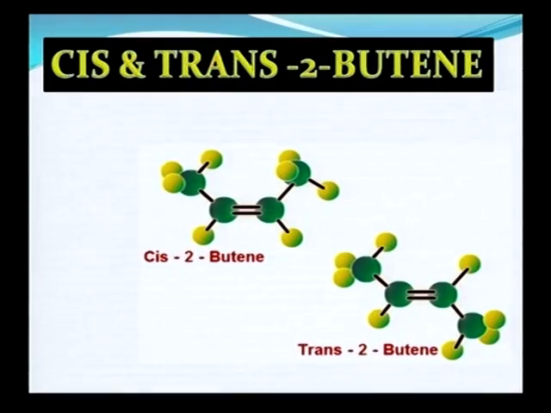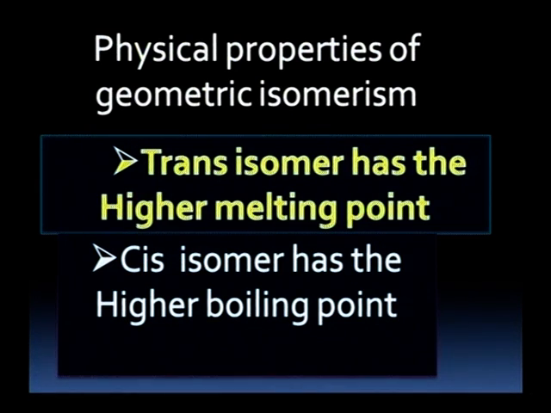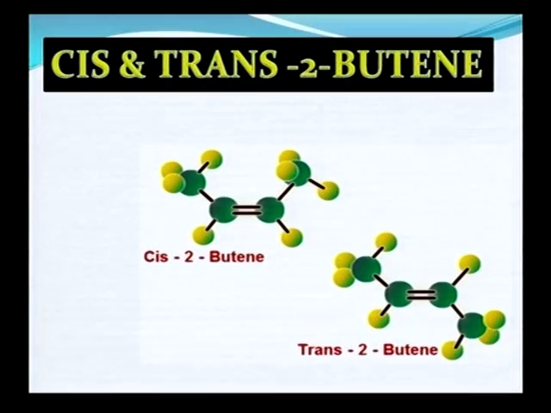So, this is the structure of cis and trans 2-butene. Okay, friends. How many carbons are there? 1, 2, 3, 4, and how many hydrogens are there? 8. The same side is called cis and the opposite side is called trans. Green is the carbons and yellow is the hydrogens. So, 4 carbons and 8 hydrogens. This is the structure of cis and trans 2-butene.